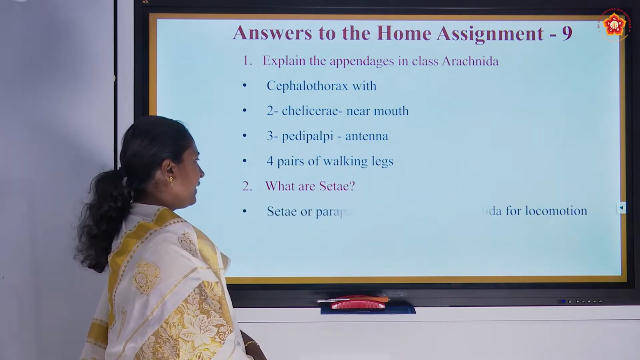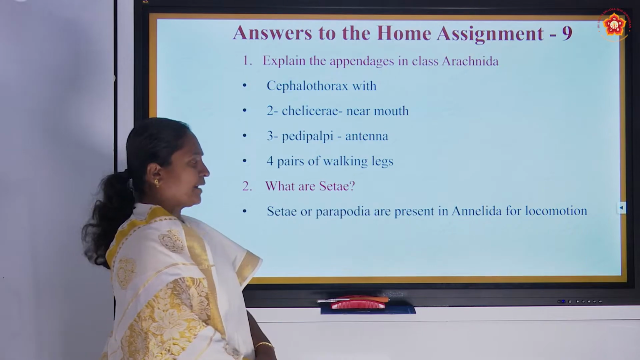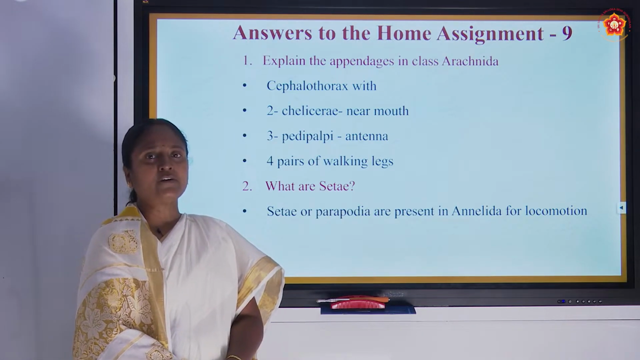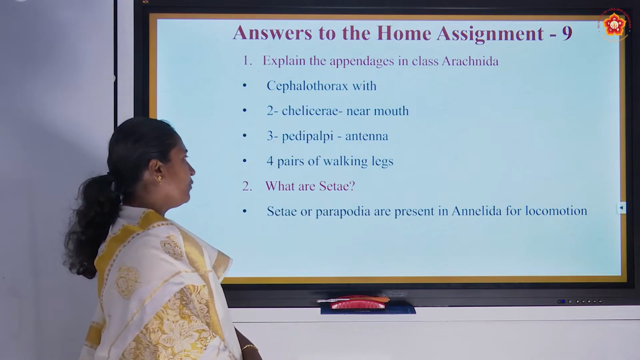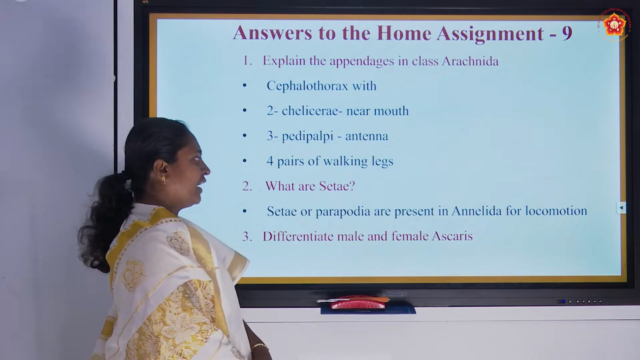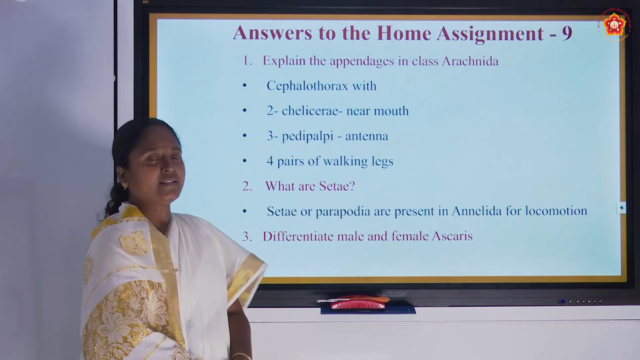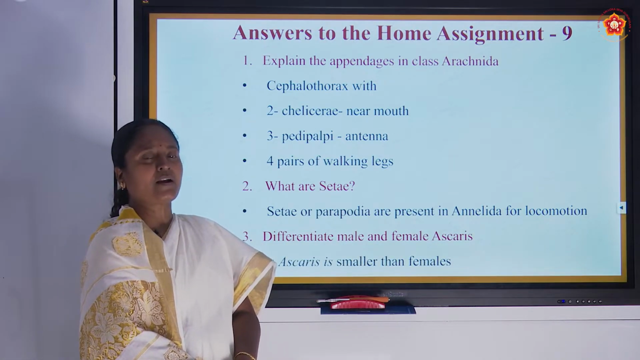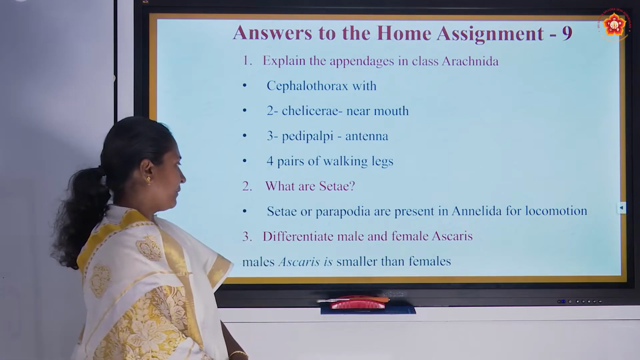Then what is setae? Setae or parapodia are present in the Annelida, that is the organ of locomotion. With that it will be moving around. Then differentiate male and female ascaris. The male ascaris is little smaller, the female one is well developed, larger and also bigger in size.